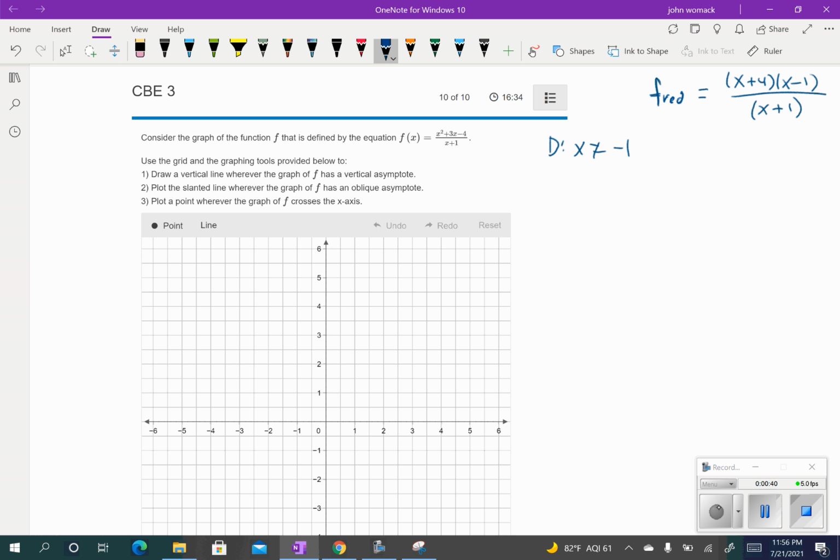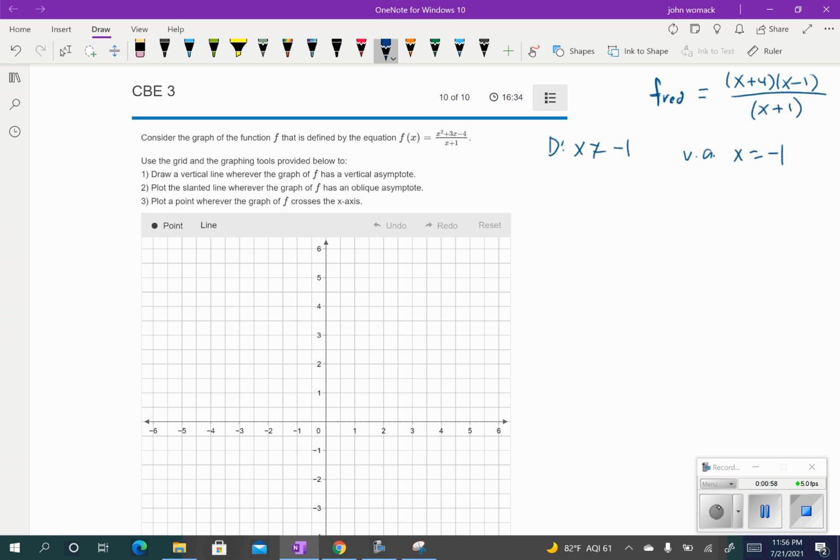Okay, so we want to find anywhere it has a vertical asymptote. Well, the x plus 1 does not reduce. Nothing reduces. So since the x plus 1 stays, that means there's a vertical asymptote at x equals -1. So that's going to be number 1. Vertical asymptote at x equals -1.